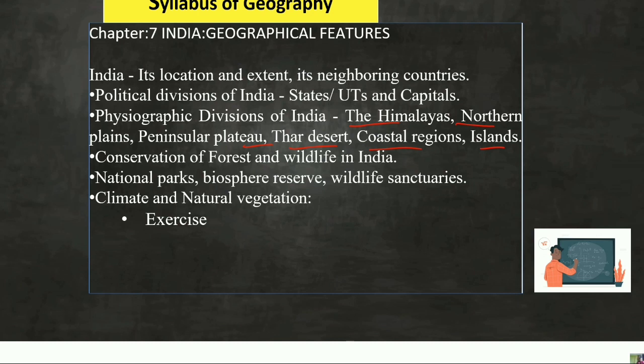Next, we will try to understand the concept of conservation of forests and wildlife in India. Then we will learn about the concept of national parks, the biosphere reserve and the wildlife sanctuaries. Next, we will try to understand the general concept of climatic conditions of India and the relief, and also the natural vegetation of India. Finally, we will practice some exercises regarding this topic. Okay.